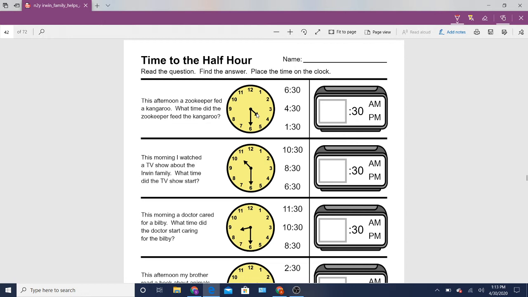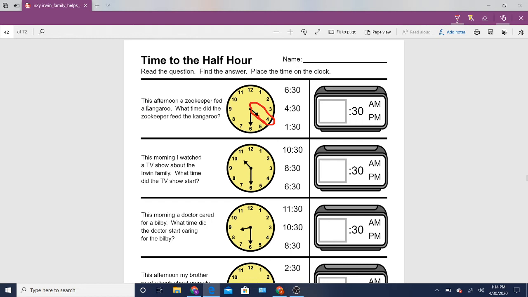Now, when it's not exactly o'clock on a 12, the little hand's going to be in between 2 numbers. And you always go to the first number that it's in between. So for instance, if you follow this little hand straight, you're going to see that it's in between the 4 and the 5. That means it's actually 4:30 because it hasn't become 5 o'clock yet.